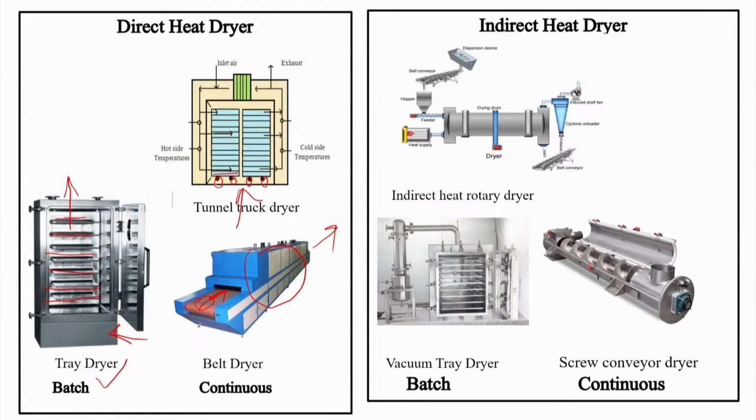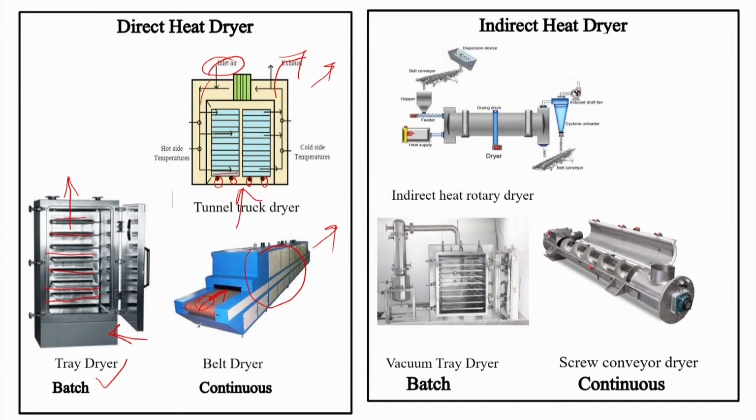Inside this drying chamber, the heat will be supplied using the inlet air, and from the exhaust the moist cold air will be taken out. Then the final product will be taken out through this rail from the other side of the dryer.